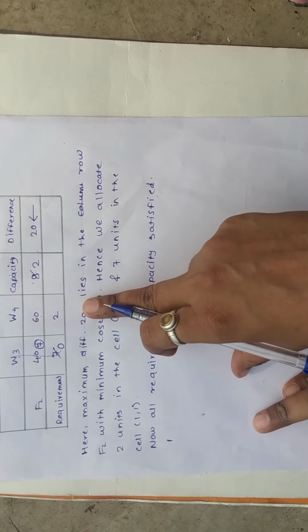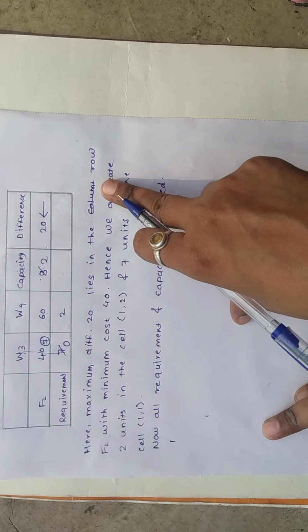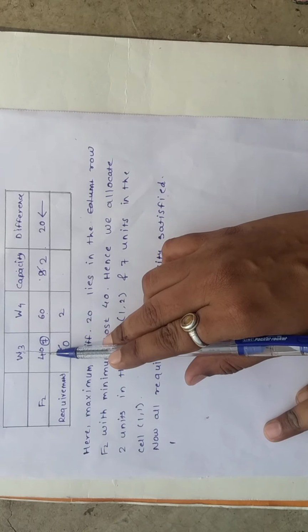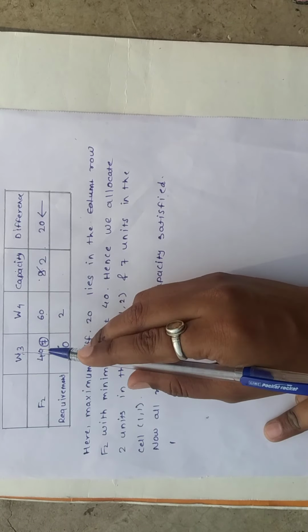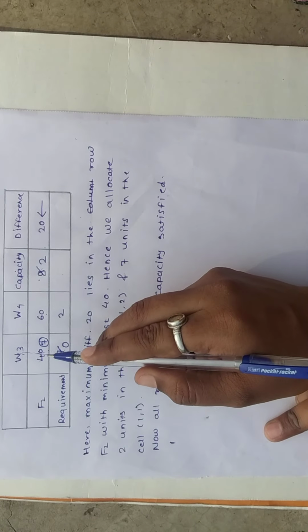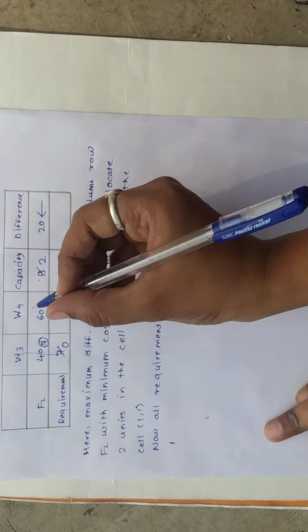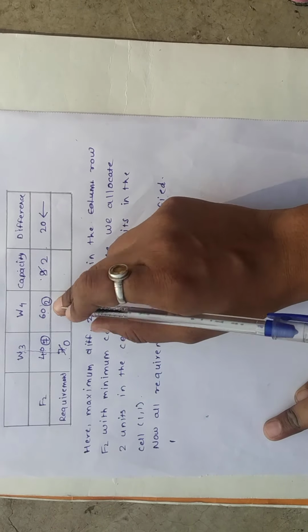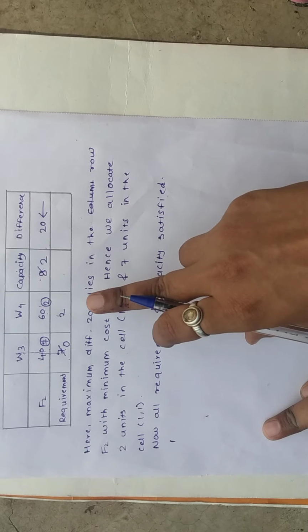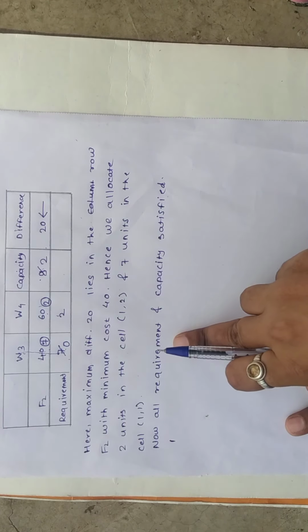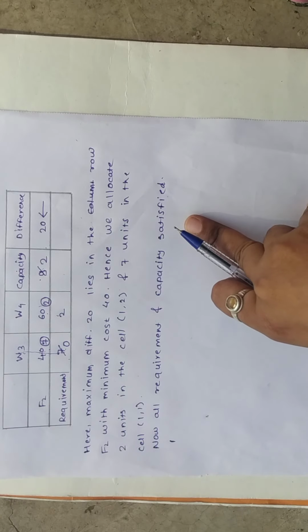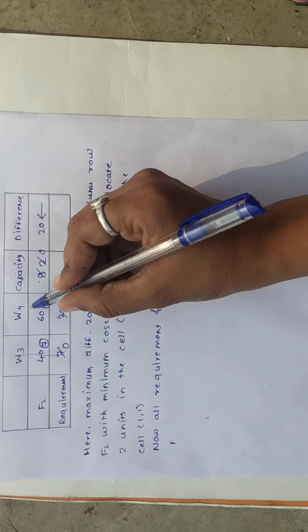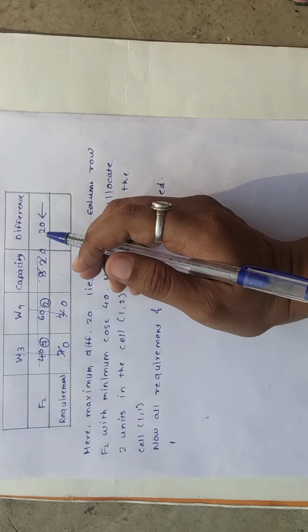Here the maximum difference is 20, which lies in the row F2 with minimum cost 40, so we allocate 7 units in the cell 1 1 and 2 units here, so we allocate 2 units in the cell 1 2. So now all requirements and capacities are satisfied. Here 2 minus 2 is 0, 2 minus 2 is 0, so we cross out this row and this column.